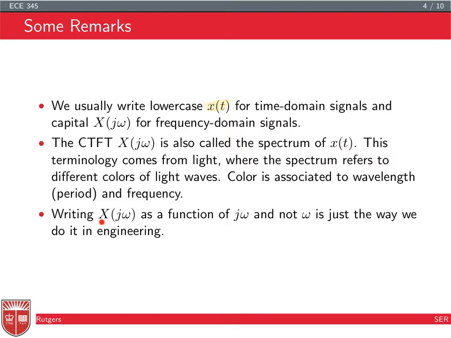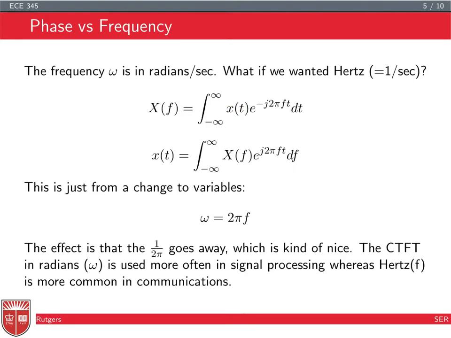Also, like I mentioned in the definition, the CTFT of the signal is X(j omega). From a mathematical point of view, it's weird that you have this constant j here. It's basically because the CTFT is a function of omega, but we just write X(j omega) in this way. One purpose of it is that when you see it, you immediately know that it is the CTFT of the signal. So if you see X(j omega), you know it's the CTFT of a certain signal.